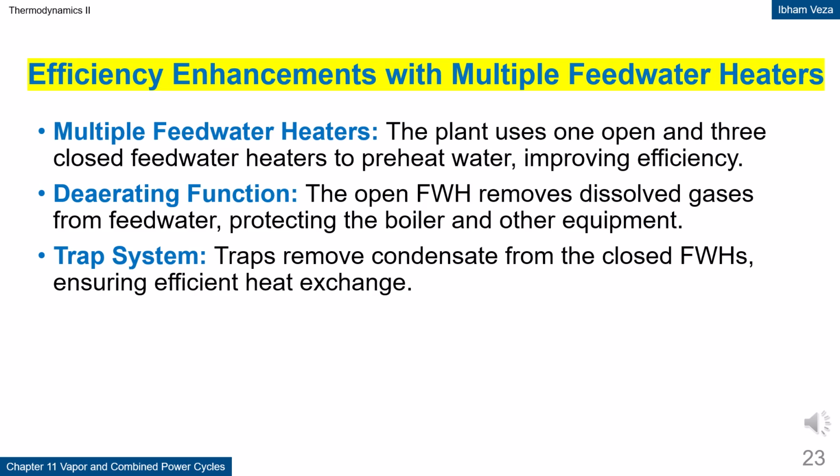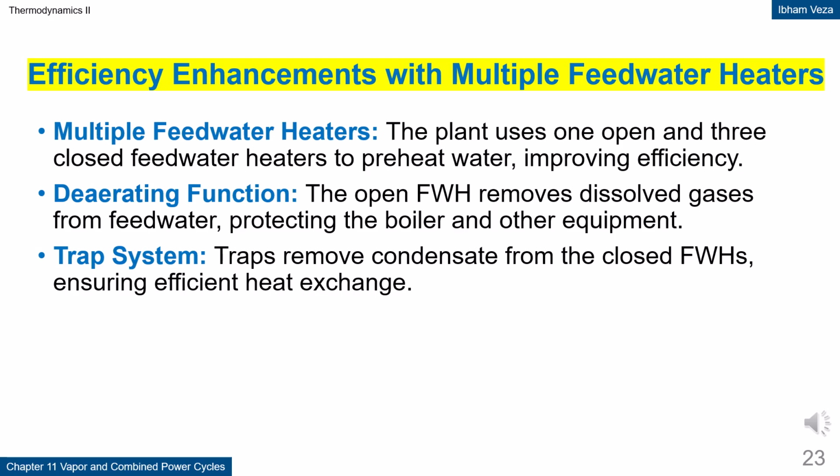Efficiency enhancements with multiple feed water heaters. Using multiple feed water heaters allows feed water to be heated step by step and closer to the ideal process. Each steam extraction stage reduces the need for boiler heat at low temperature.